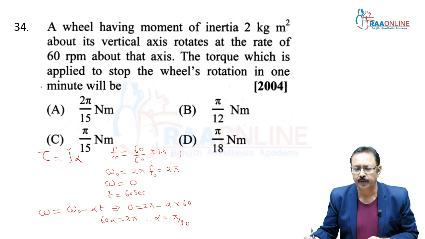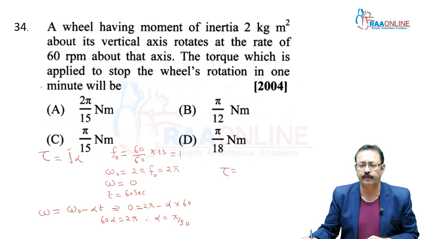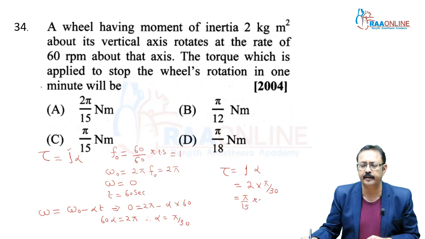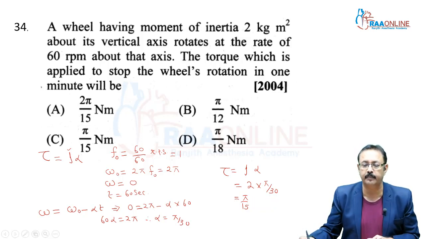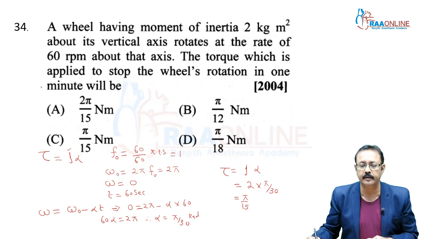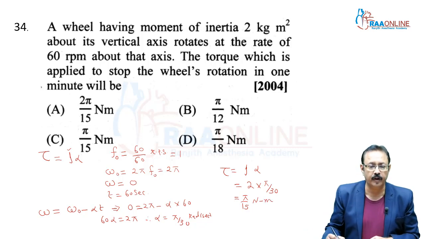Now it is easy for you to calculate torque. Torque is I alpha. I is given, 2 kg meter square. Alpha you got, pi by 30. So what we are getting? Pi by 15. The SI unit of alpha is radian per second square. Sorry, it is torque, not alpha. Alpha's unit should be radian per second square. Torque means R cross F, Newton meter. So we got pi by 15 Newton meter.